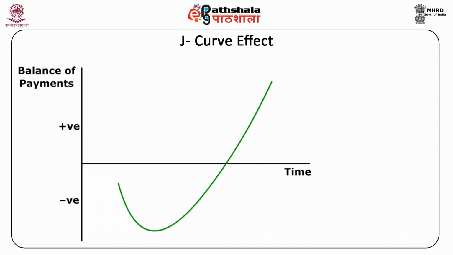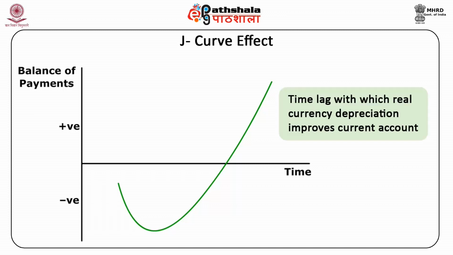The above figure describes the J curve. On the vertical axis, we measure the current account, and on the horizontal axis, we measure time. The J curve describes the time lag with which a real currency depreciation improves the current account. The point A shows that the real depreciation takes place and the J curve starts, and point B depicts the end of the J curve. The move from point A to point B takes more than 6 months but less than a year.